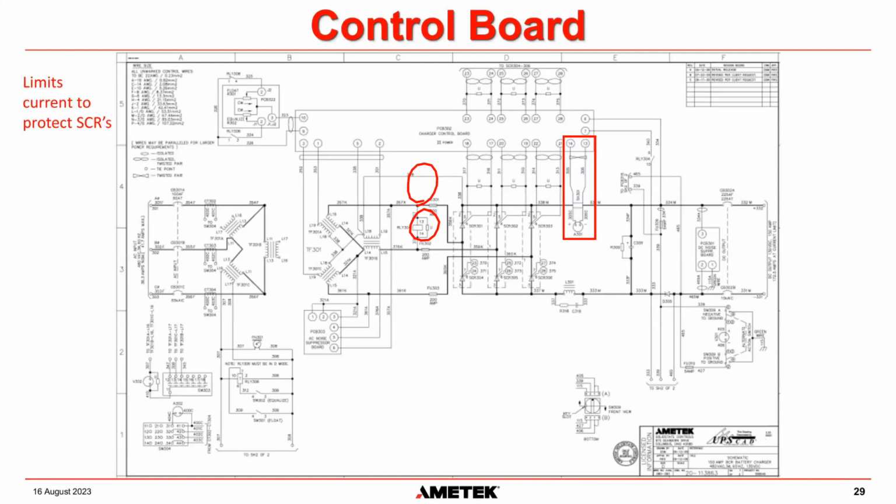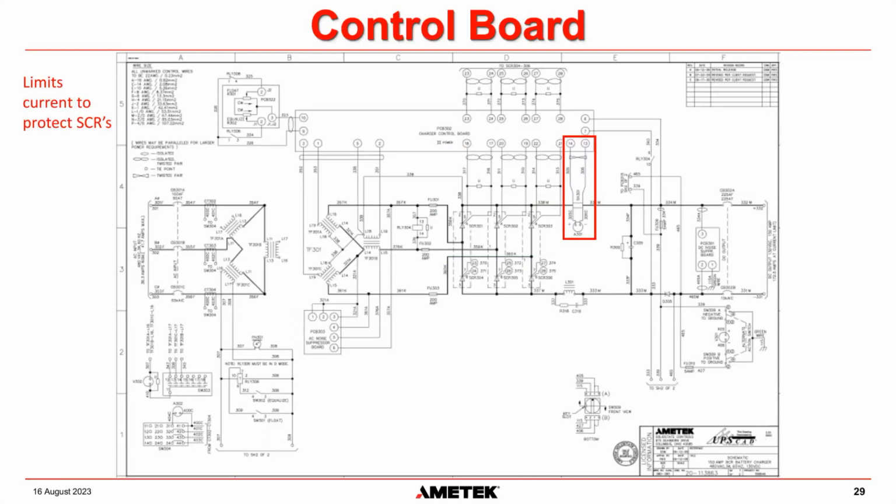And we need to protect those SCRs. So let's say in our 50 amp charger, our SCRs that we use are rated, let's say, for 100 amps. We have to make sure that the current flowing through those SCRs never ever gets above 100 amps, because that could destroy the SCR. That is what the current feedback circuit is trying to do. It's trying to make sure that the current does not go above the current that would damage the SCRs.